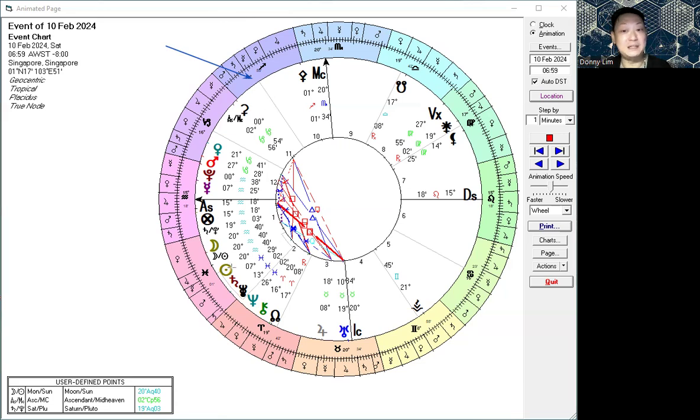5 divisional houses away is really talking about the children, pleasures, and speculations, and also speculative or risky investments. Another combination of the 5th from the 11th can also be talking about chilling with friends, happy hour buddies, and associates. Because 5 divisional houses away is what you do during your downtime. So this can be chilling with those people that's 11th house related.